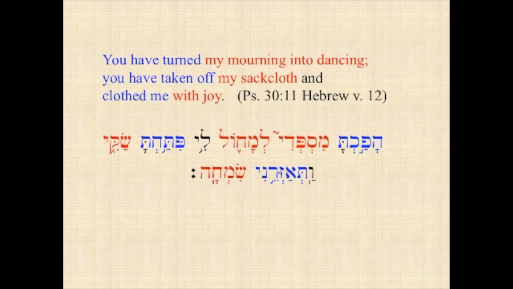Another example where you actually have three cola that do that. "You have turned my mourning into dancing. You have taken off my sackcloth and clothed me with joy." In this case, the three verbs, you have turned, you have taken off, and you have clothed me, are in parallel, with my mourning into dancing, my sackcloth with joy. It's three ways of saying something very similar.